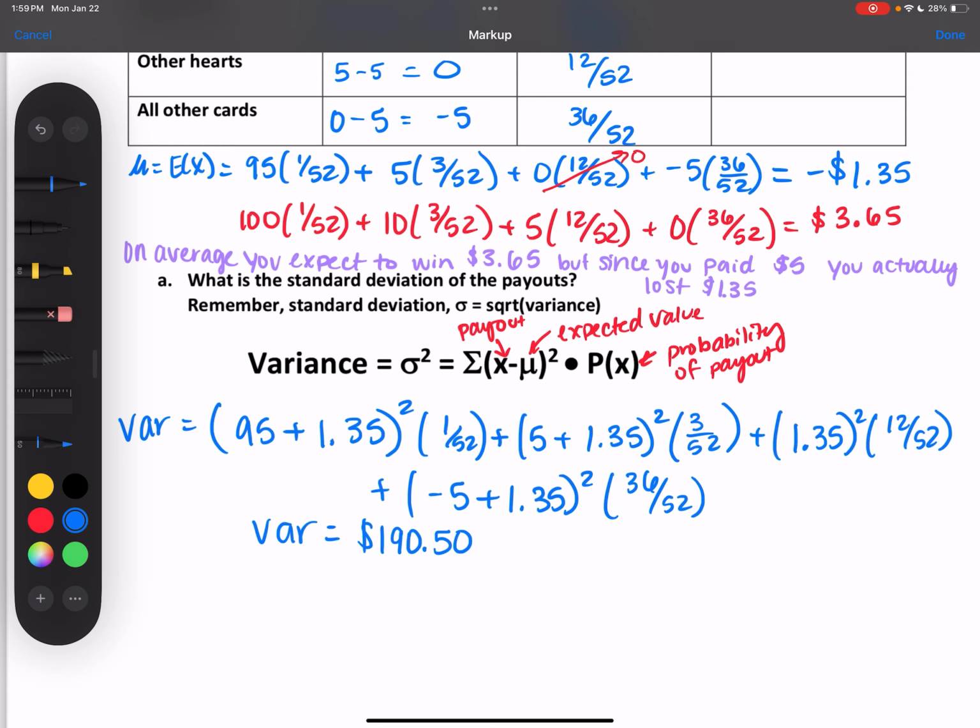So then standard deviation is the square root of variance, so the square root of 190.50. What'd you say it was, Josh? 1380. So this is the standard deviation of the payouts.